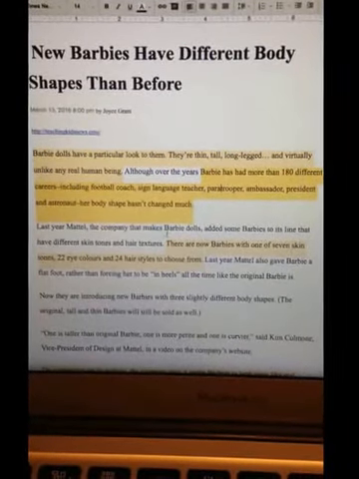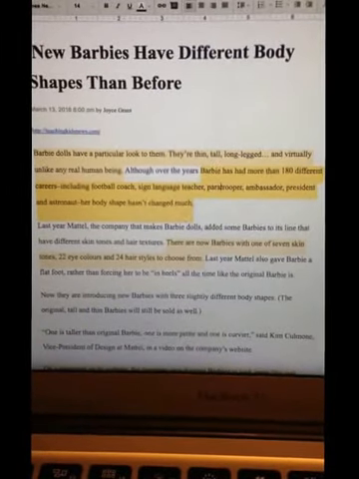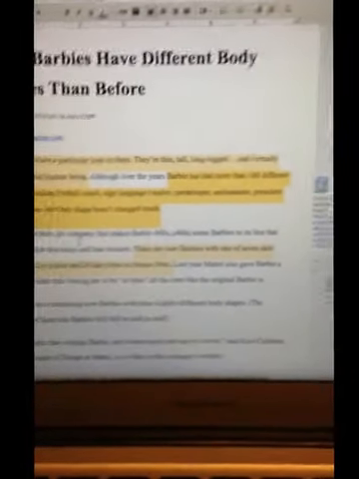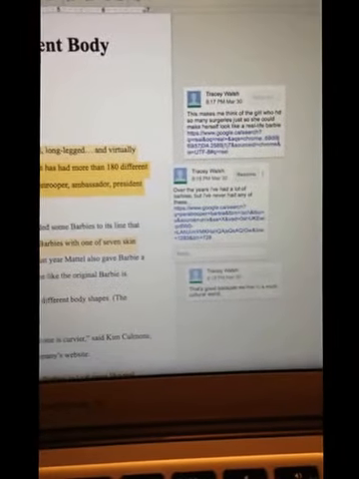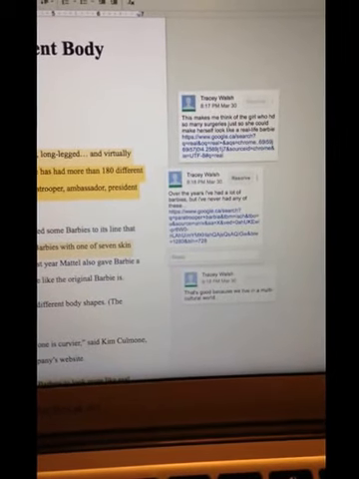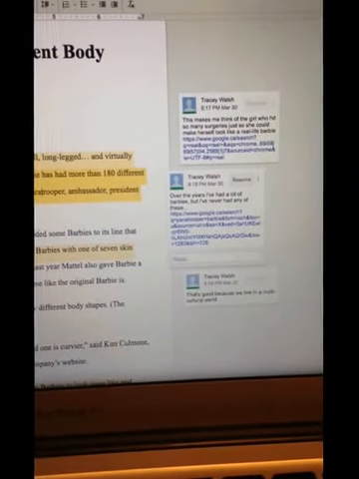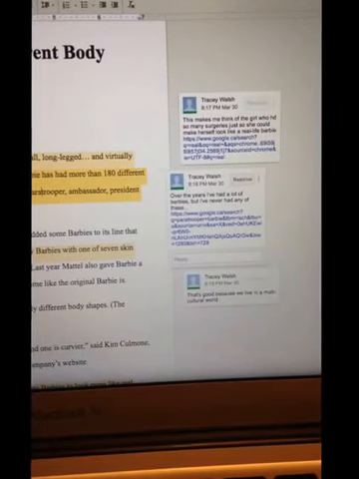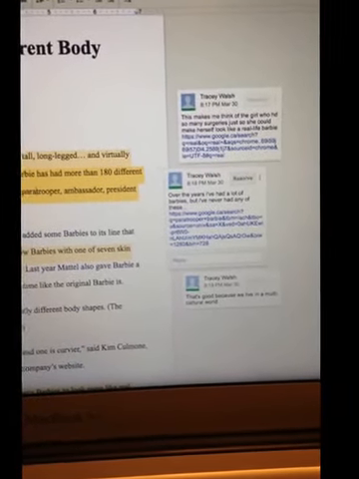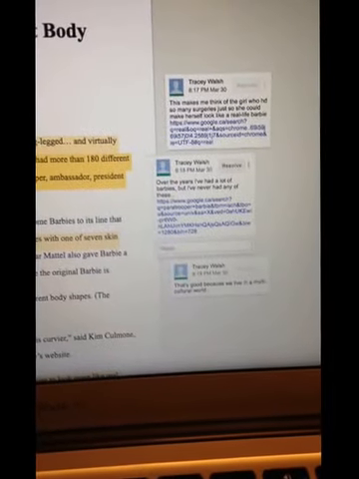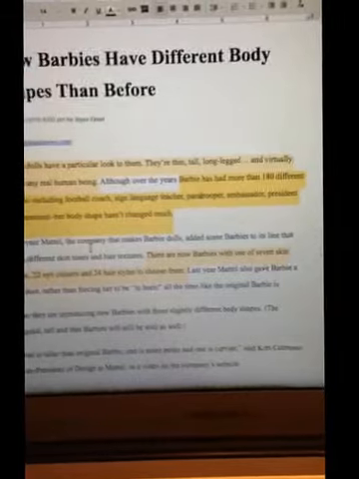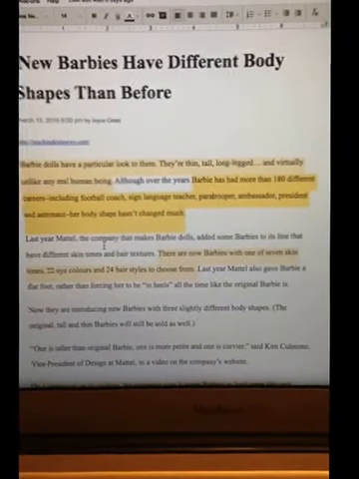All right, so the next one: Barbie has had more than 180 different careers, including football coach, sign language teacher, paratrooper, ambassador, president, and astronaut. Her body shape hasn't changed much. Tell me about your connection there. I had said that over the years I've had a lot of Barbies, but I've never had any of these type of Barbies. And I feel like this would be a dead end because it's just something cool that I thought of as I was reading. Okay, and you actually searched up something there. What was it? The paratrooper Barbie. Okay, and that was just more a curiosity? Yeah. Okay, perfect.